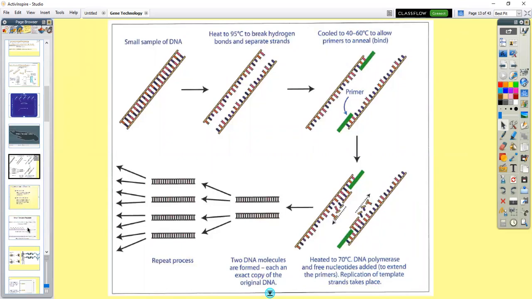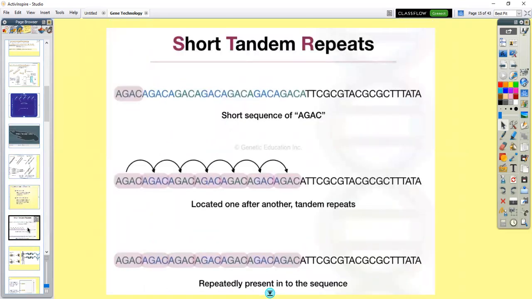Okay, they also talk about nucleotide sequences and short tandem repeats. So there's a short tandem repeat. A lot of DNA is filler DNA, so it doesn't actually code for anything. So you can see here AGAC, AGAC. That's repeated a number of times. That's your short tandem repeats, which fill up the DNA.